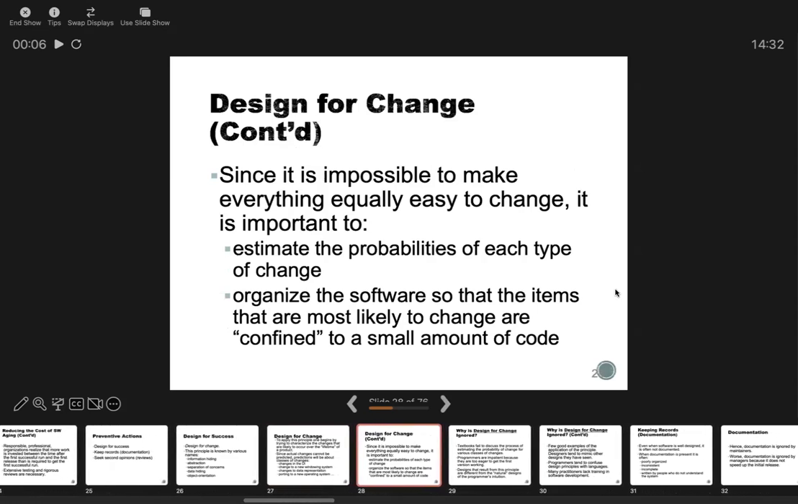Since it is impossible to make everything equally easy to change, it is important to estimate the probabilities of how the change will actually appear, and organize the software so that items that are more likely to change are confined to a small amount of code.